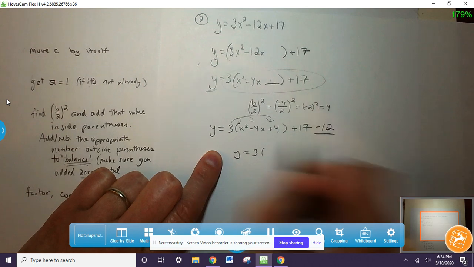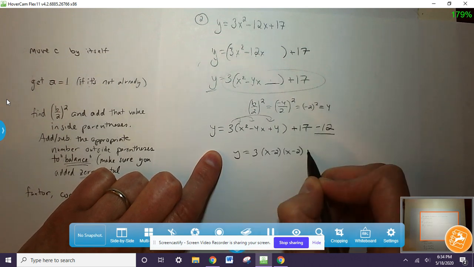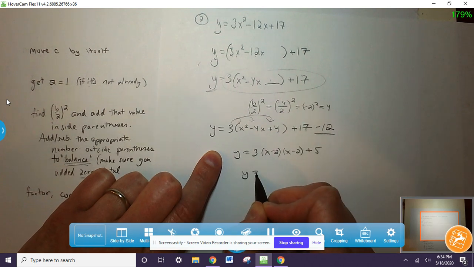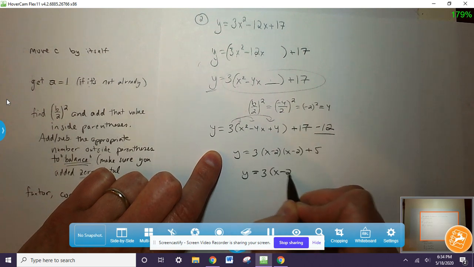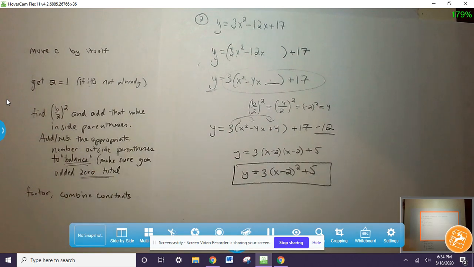And now I can factor and combine the constants. And I should always get a repeated factor when I do this process. And that should be my final answer in vertex form.